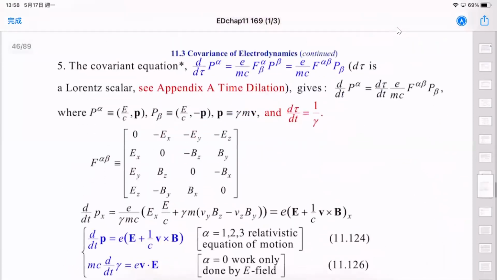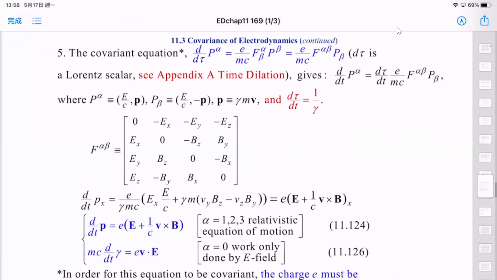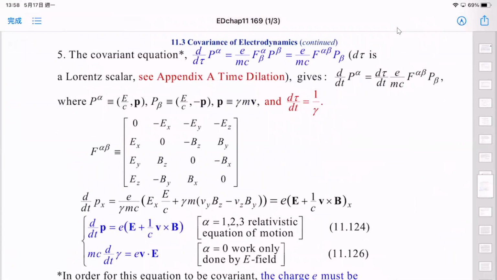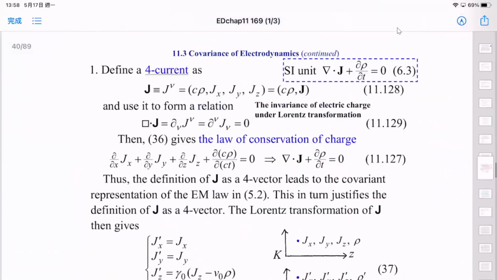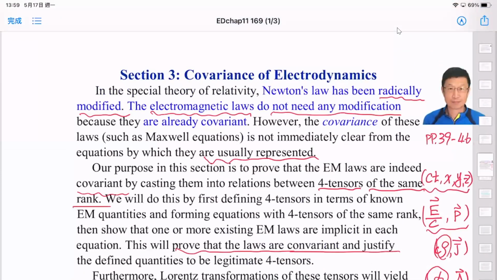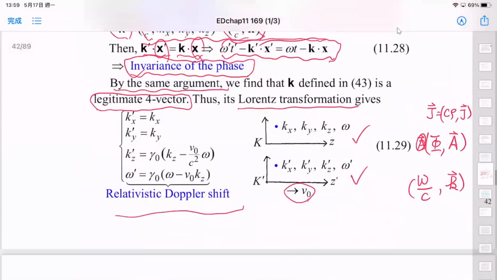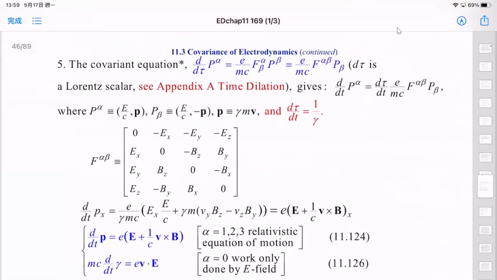Okay. Last page. Covariant equations. That's the fourth. Next time I will talk about this issue again. But today I just show you, go back to this page. Remember, we said Newton's law has been radically modified. And now I will show you what the Lorentz force looks like. That's Newton's law. We define a covariant equation.